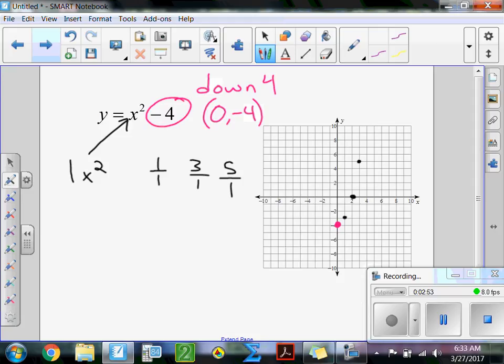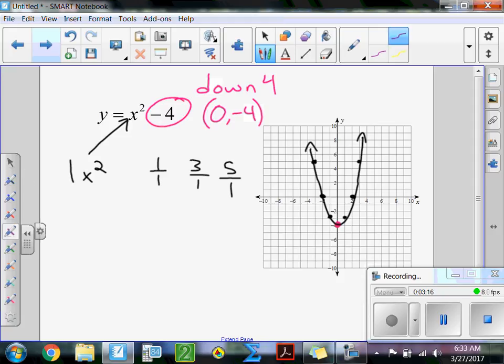Do the same thing in the other direction, up 1 over 1 to the left, up 3 over 1, up 5 over 1. I misspoke there. Up 1 over 1, up 3 over 1, up 5 over 1. Try to draw that as a curve, not as a straight line. That's my vertex. On the homework tonight, I'm also going to ask you to identify the x-intercepts.